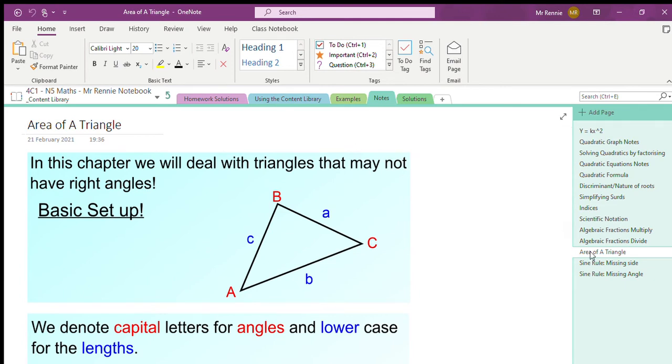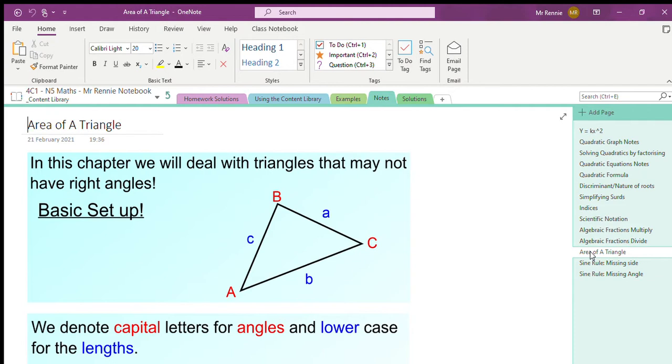Hi all, in today's video we're going to be looking at calculating the area of a triangle. Previously in your maths careers you have seen a formula for the area of a triangle: half base times height. However, in today's lesson we're going to be using the sine function in order to do this. This allows us to do it for more complicated triangles, as we'll see in the examples.